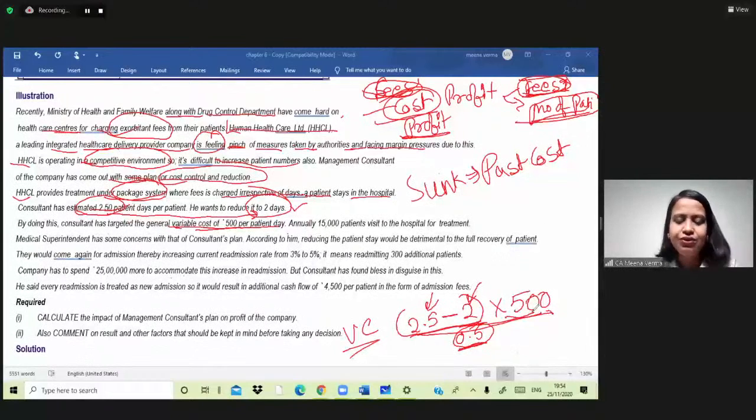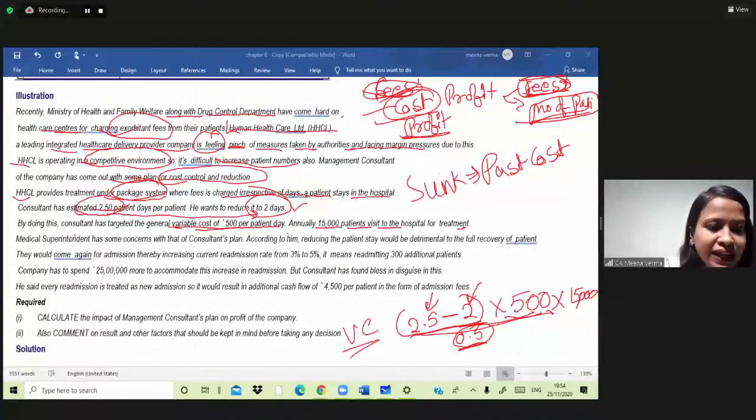Okay, this is the saving. I hope it is clear up to this point. Now, annually 15,000 patients visit the hospital for treatment. So you will multiply this with the 15,000. You are saving this money from the 15,000 patients.